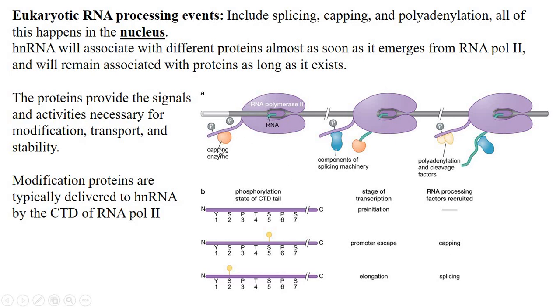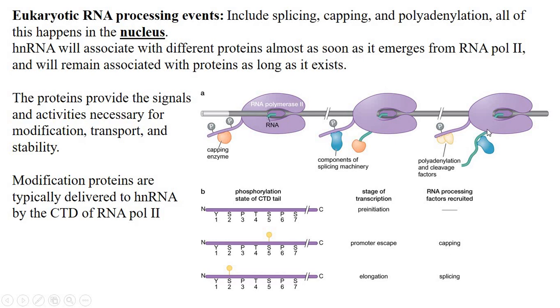So the capping enzymes come and bind to it. This determines the capping, the formation of the 5' cap in mRNA. Components of the splicing machinery that we will talk about today also come and bind to this tail. And polyadenylation and cleavage factors, we talked about those as well. These polyadenylation and cleavage factors come and bind to the sequence here on the gene.